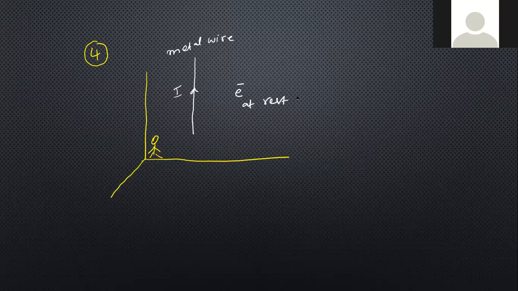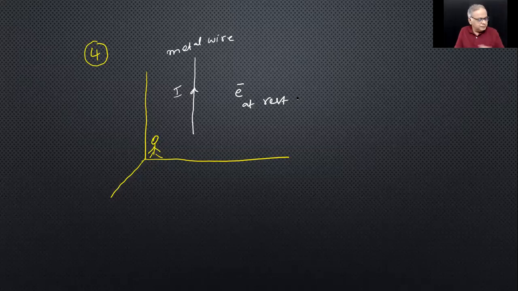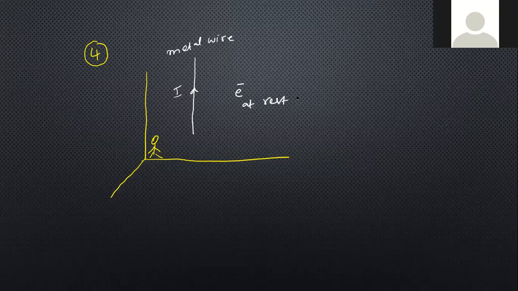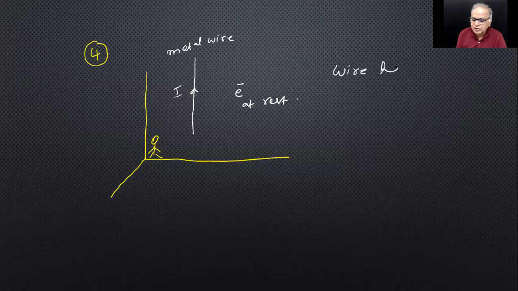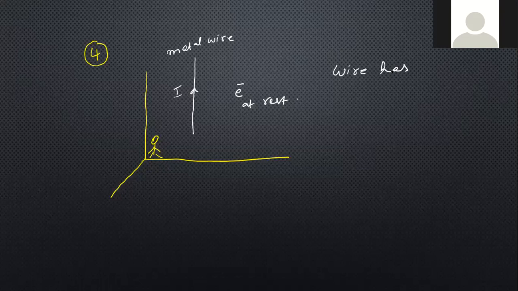Now tell me. The wire produces electric and magnetic fields, right, whereas the electron will produce only an electric field. So does anybody have an opinion on this? What Sriya says is the wire has both electric and magnetic fields. No, the wire has only a magnetic field around it.